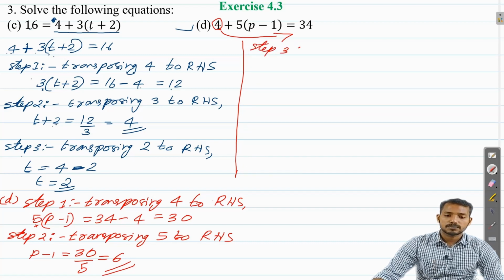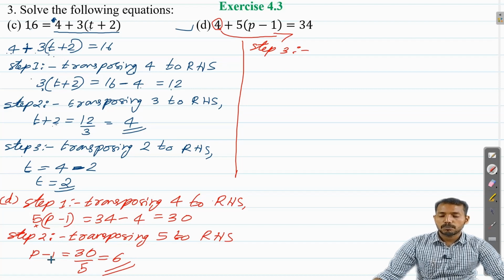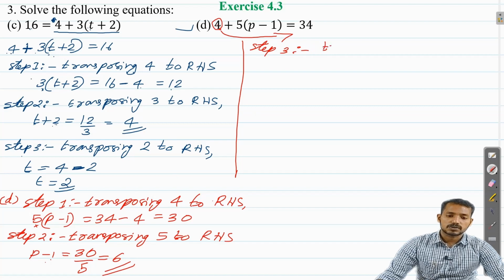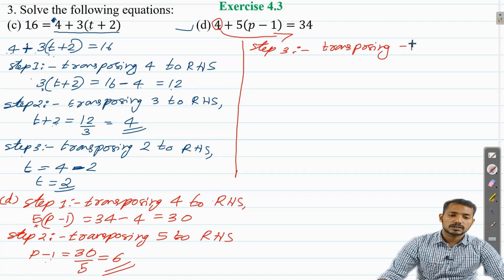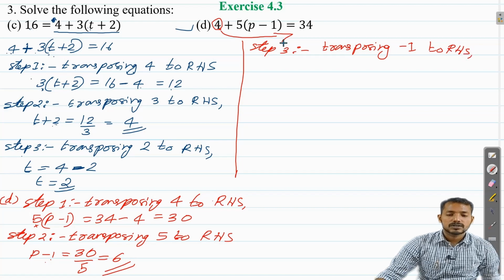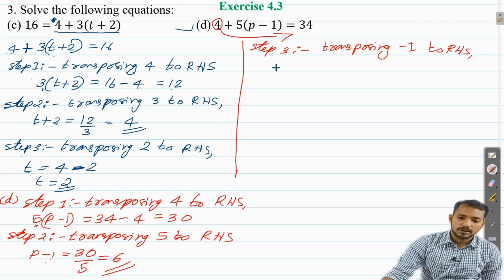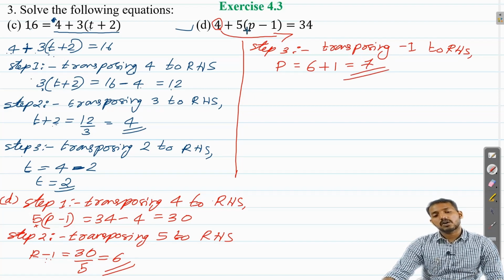In step 3, minus 1 should be separated from this p. So for that, transposing minus 1 to RHS, we will be getting that p, only p will be the remaining. Okay, p is equal to 6. Minus 1 will become plus 1 when it is transposed to right side, so which is equal to 7. So p is the solution of the equation, option number D.